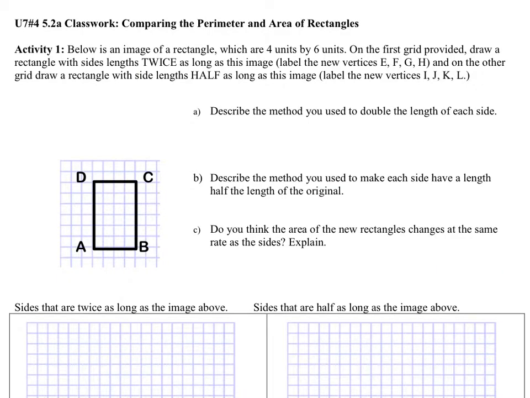So below is an image of a rectangle which is 4 units by 6 units. On the first grid provided, draw a rectangle with side lengths twice as long as the image, EFGH. So we know what to label it, and on the other grid, draw one that is half as big, and we'll label the vertices I, J, K, L.